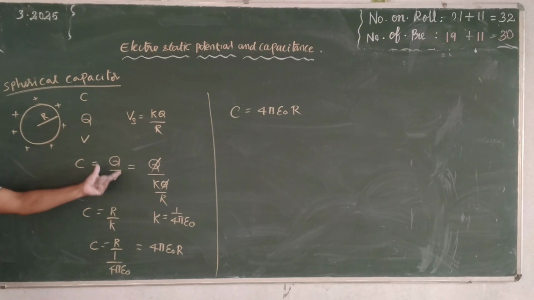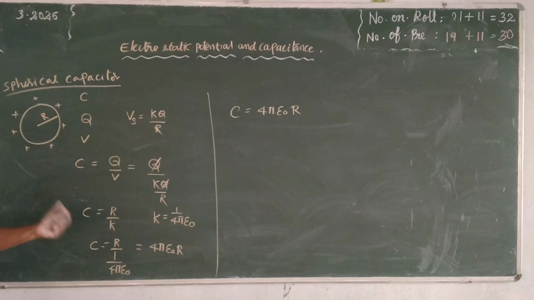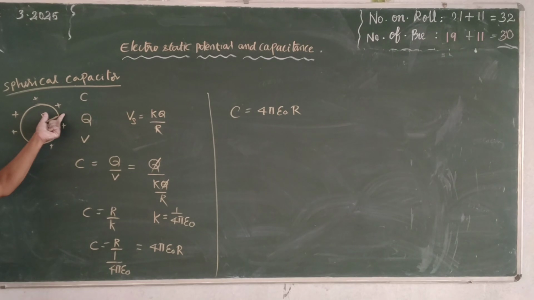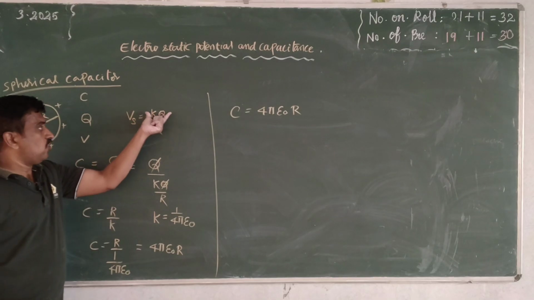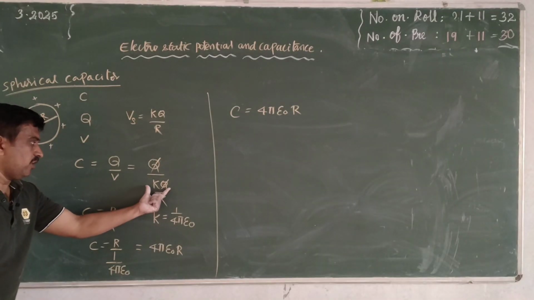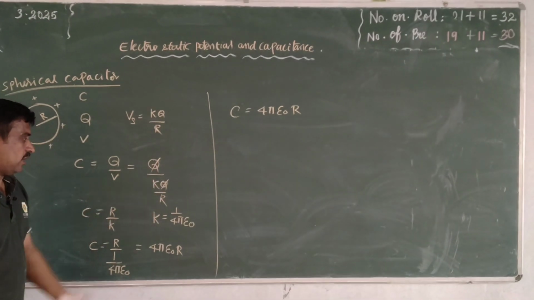Capacitance is Q by V, charge per potential. So the charge is Q, and what is the potential here? The radius is R, and the potential on the surface of a spherical conductor is kQ by R. Instead of V, we can write kQ by R. Q cancels, so what do we get?